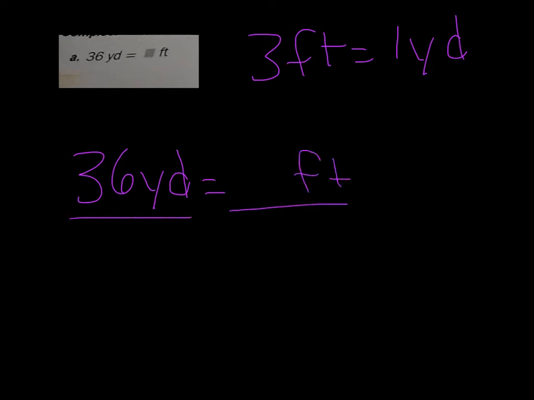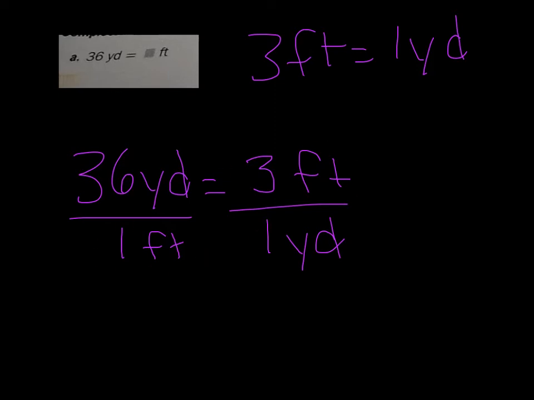Well, I need to turn this into a fraction. So 36 yards goes over 1. And I know there is 3 feet in 1 yard. I know I need to set it up this way because your yards should always be on opposite sides. So if those are yards, these sides should be feet.